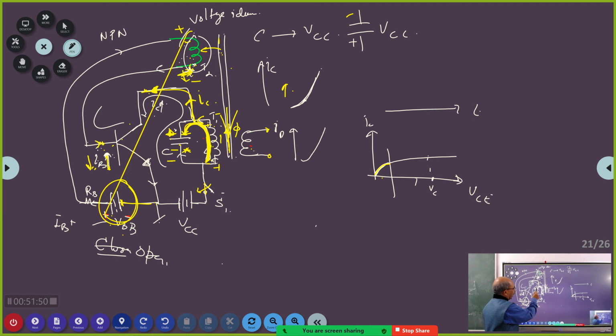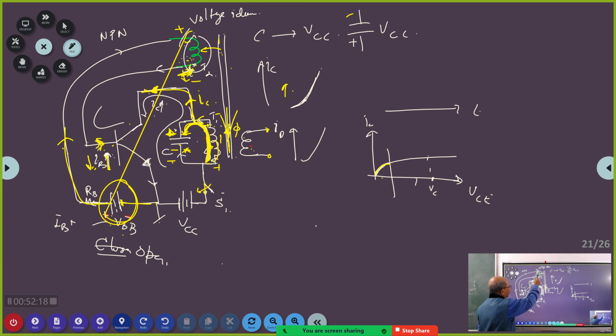Now, finally when this capacitor is fully charged, no current is flowing in the inductor. No current here, no current here, no current here. Now what happens? Again this will start sending current in the opposite direction. Again this transistor will start getting base current, and again this current will rise. Again the same phenomenon will repeat. So that is how this oscillation is sustained.